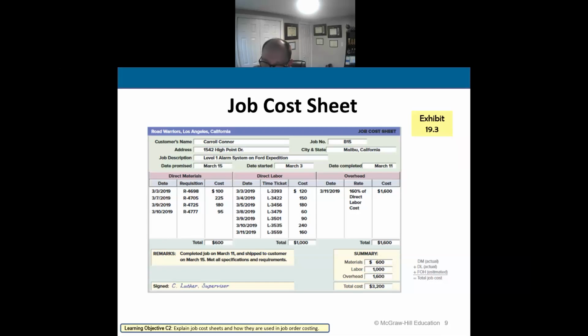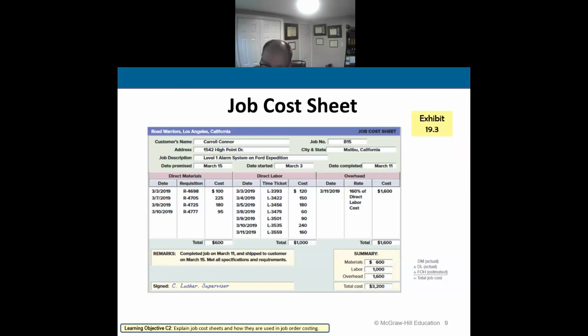Then I would have direct labor. These are the individual employees punching in and out for each job. This tracks the number of hours worked for each employee times their hourly wage to get the total cost for each employee for each day working on that job. So hourly wage times hours worked on that specific job, for that specific customer.